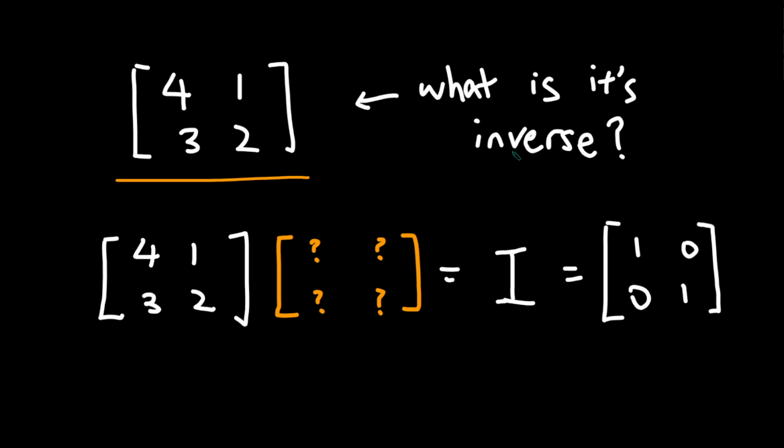If I ask you to find its inverse, that means I'm asking you to find basically what this orange matrix is. When we take 4, 1, 3, 2 and multiply by an orange matrix, we should be able to get the identity, or 1, 0, 0, 1. So how do we actually find this?